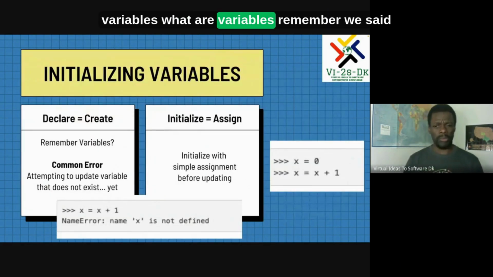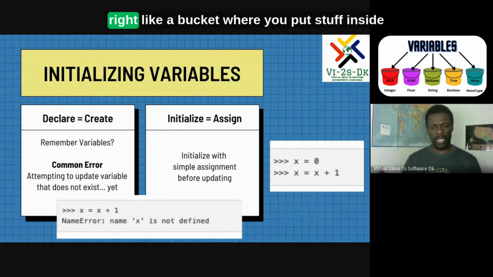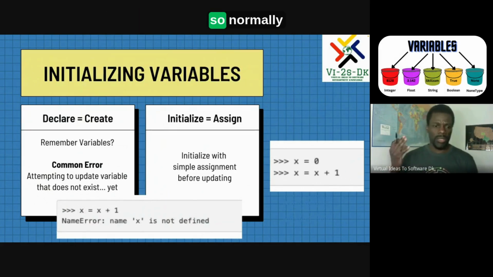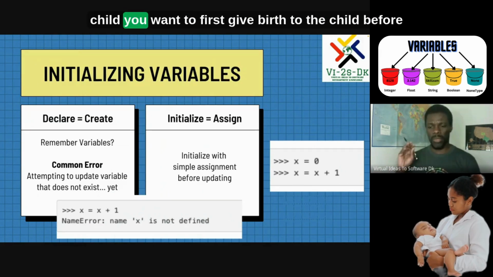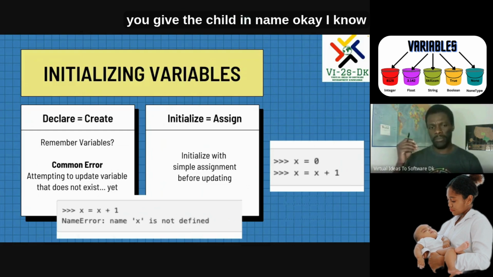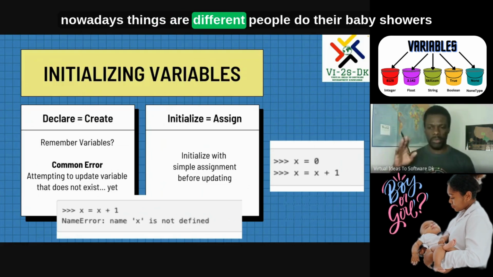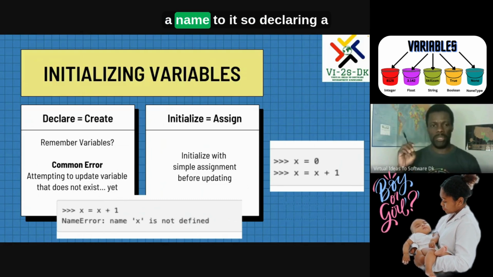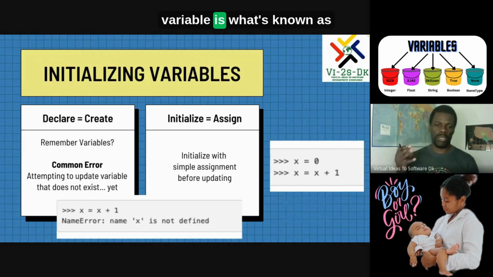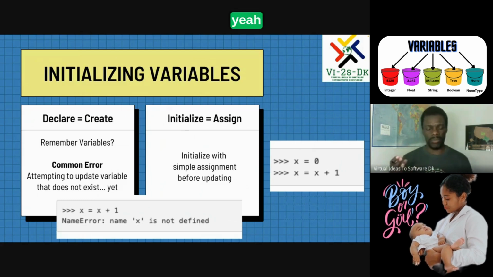Variables. What are variables? Remember we said variables are just a place in memory, right? Like a bucket where you put stuff inside. So normally you want to be able to create that space in memory. Think about giving birth to a child. You want to first give birth to the child before you give the child a name. Okay, I know nowadays things are different. People do their baby showers and choose their names of the babies before they're born. But without the baby being there, you can't really assign a name to it. So declaring a variable is what's known as creating one.